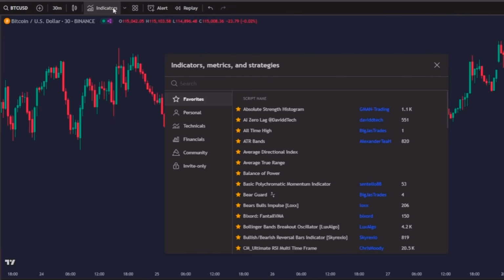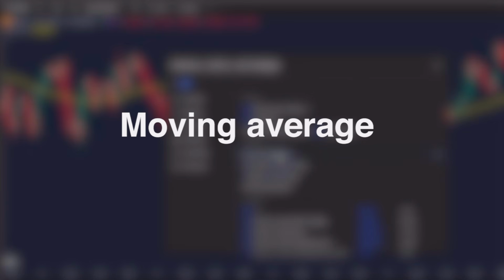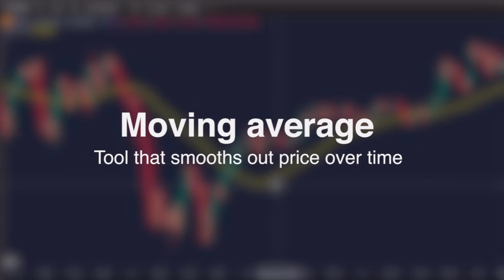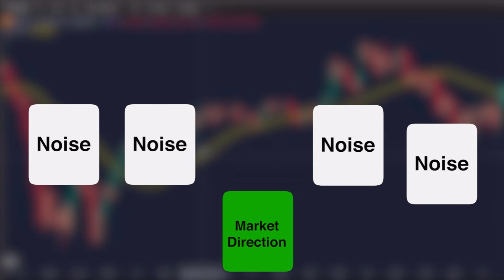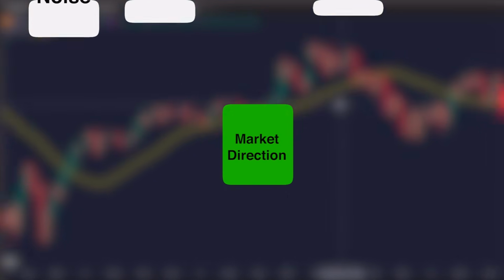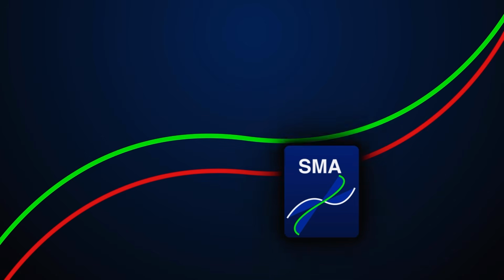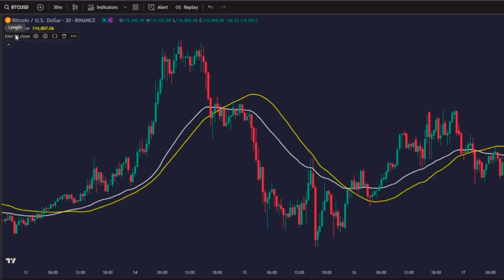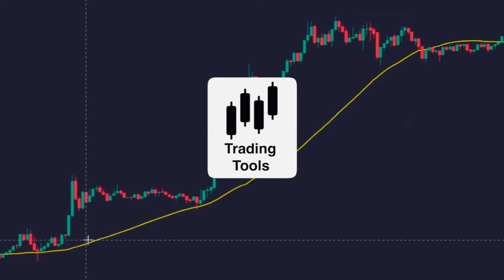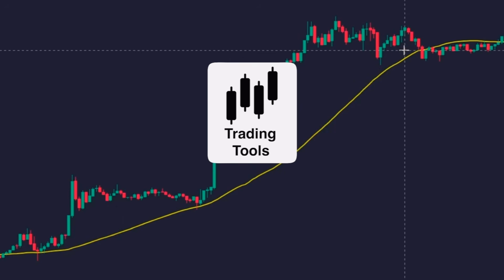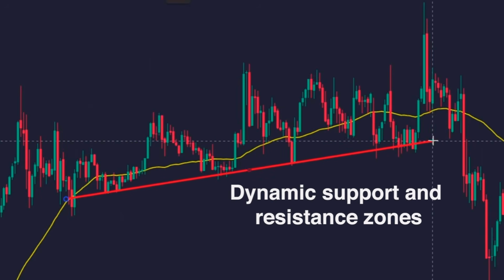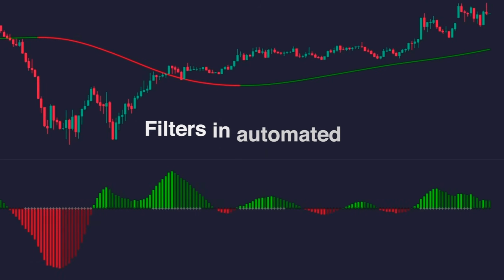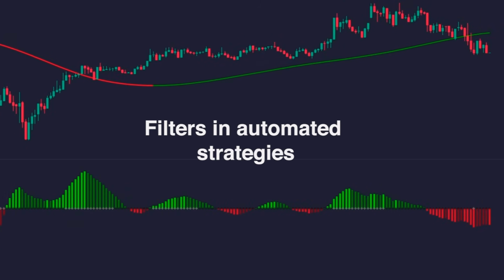Let's start with a quick review. A moving average is a tool that smooths out price over time. It helps us filter out noise and identify the true market direction. Some of the most common ones include the simple moving average and the exponential moving average, each with different ways of weighting price data. These trading tools are often used to define trends, create dynamic support and resistance zones, or as filters in automated strategies.